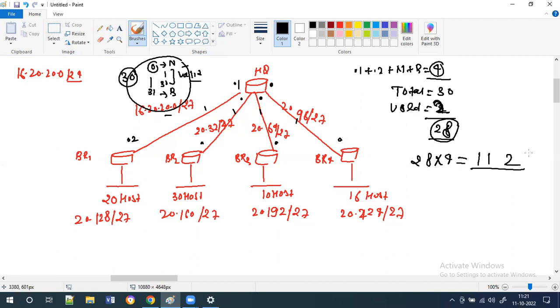Okay. So straightforward, 112 IP address, wastage of the IP. In the real time, you cannot waste that number. In real time, you cannot do that.